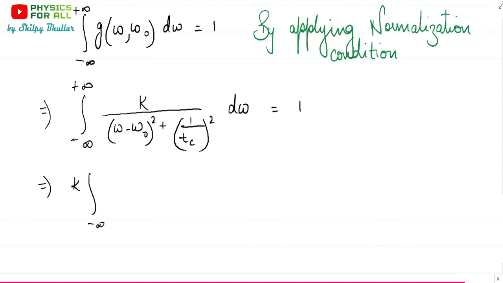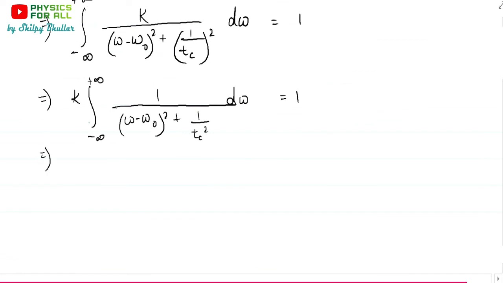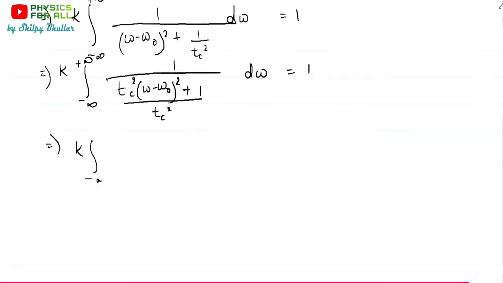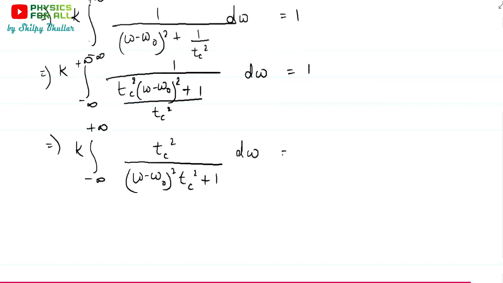So it's minus infinity to plus infinity, and here we have 1 upon omega minus omega naught whole square plus 1 by tc square d omega equals 1, which further implies, so here if we get tc square, this becomes tc square omega minus omega naught whole square plus 1, and here we have 1 already, that is equal to 1, and this becomes minus infinity to plus infinity. So I can take this tc square in the numerator now, tc square upon omega minus omega naught whole square tc square plus 1 d omega is equal to 1.